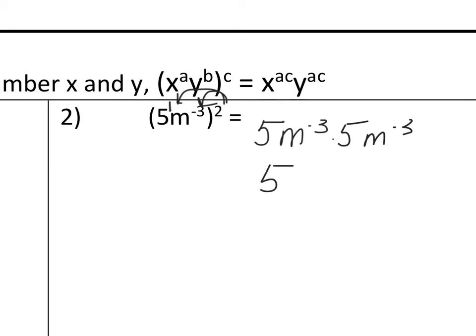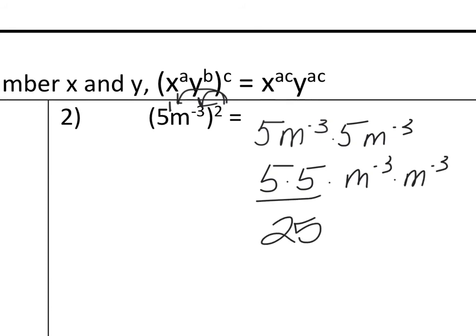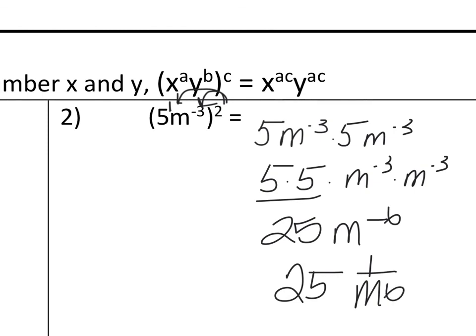If we rearrange our constants, we have 5 times 5 times m to the negative 3, m to the negative 3. This gives us 25. This gives us m to the negative 6. We could also write that as 25 over m to the 6, because remember this one has a negative exponent. If we used our power to the power rule, we could save ourselves some time.